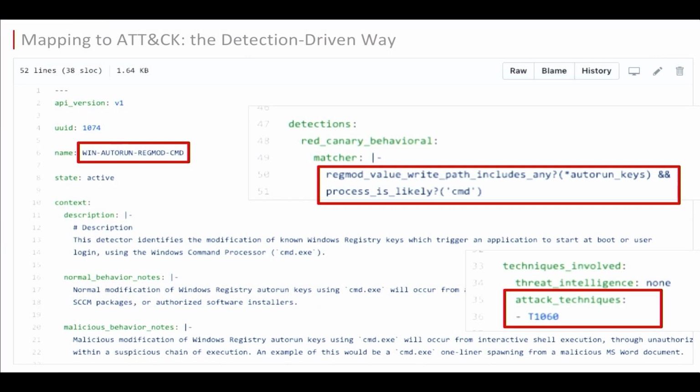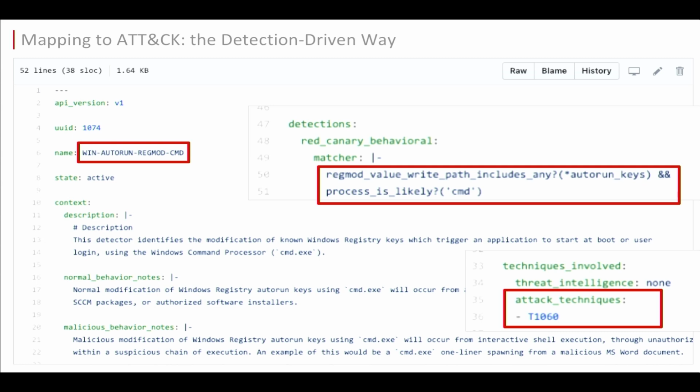So this is what we call a Red Canary detector. It sits in structured data, and the 3 highlighted parts there are the most important bits. So first of all, what's the name of this detector? What are we looking for? In this case, we're looking for, on Windows, an autorun key making a registry modification by cmd.